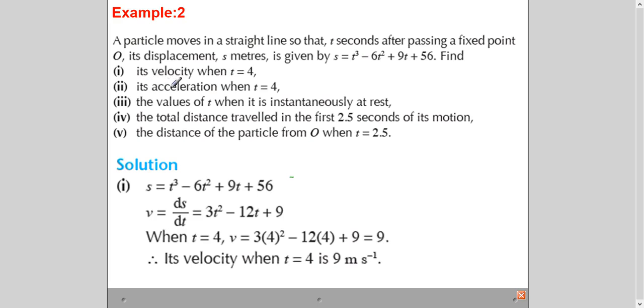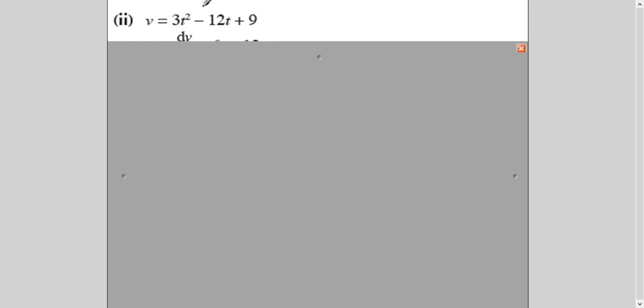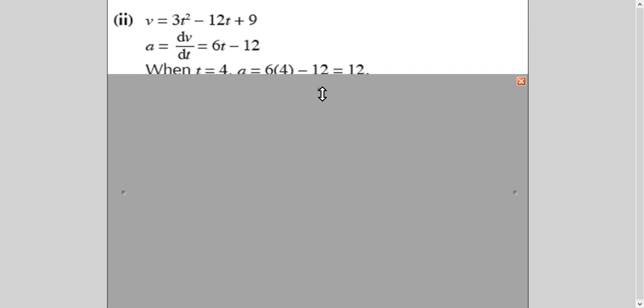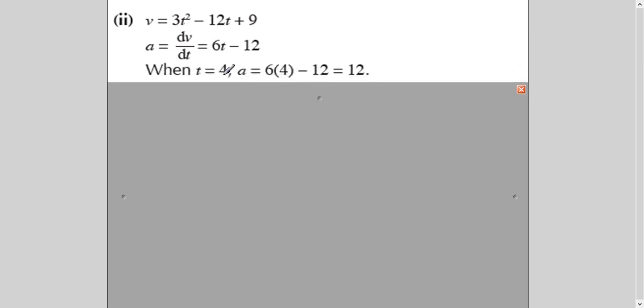Second part, you have to find acceleration when t is 4. So when we have a velocity equation, if we differentiate it again, we get the acceleration equation. So here is the velocity equation. When you differentiate it again, you will get 6t minus 12, substitute t by 4, and you will get your acceleration.